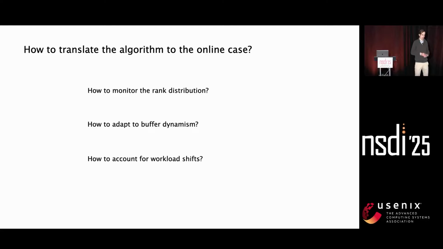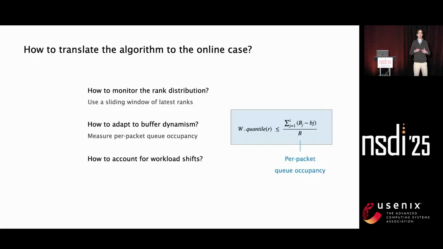First, how do we monitor the rank distribution? We do it by using a sliding window so that we can keep track of the latest ranks that have arrived, and we can use them as a reference to decide how to map packets and how to admit packets to different queues. Second, how do we adapt to this buffer dynamism, to the fact that we do not always have all the queues empty?